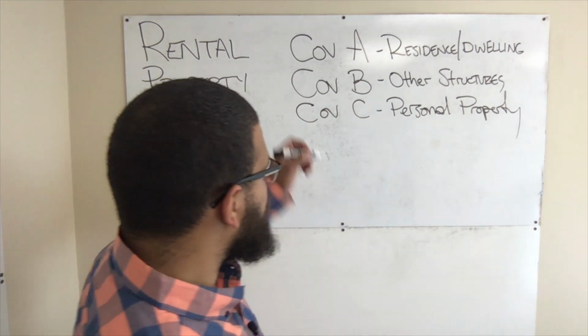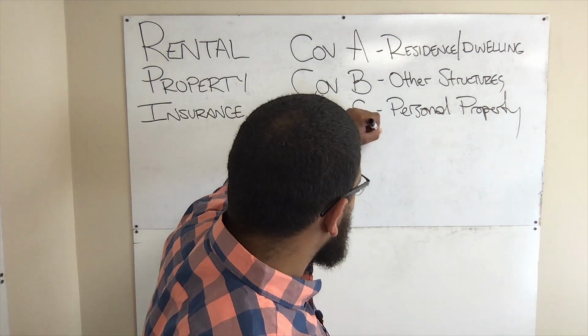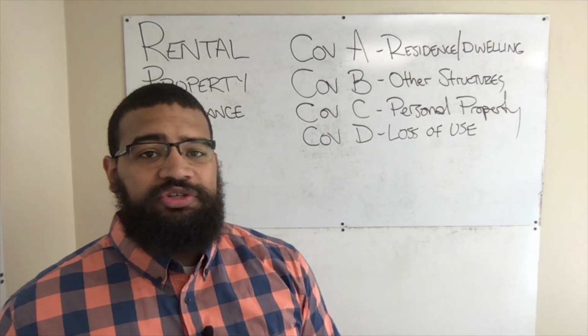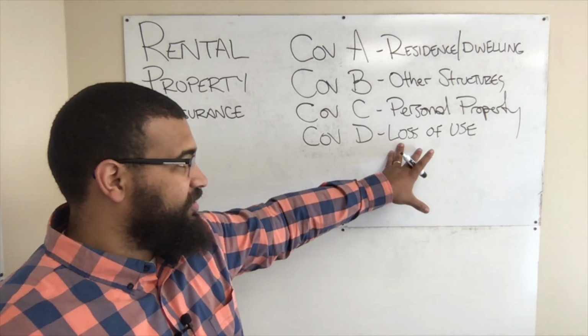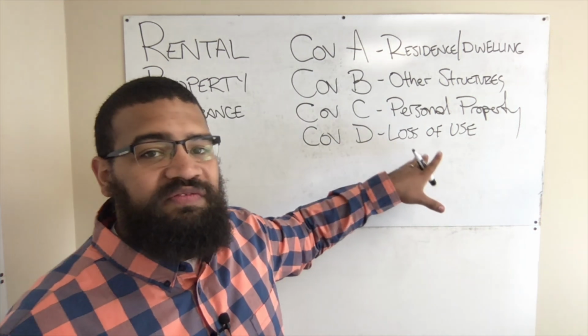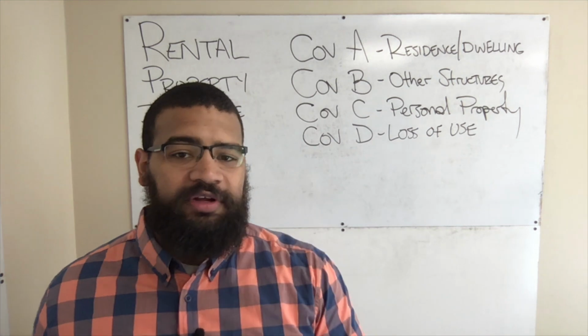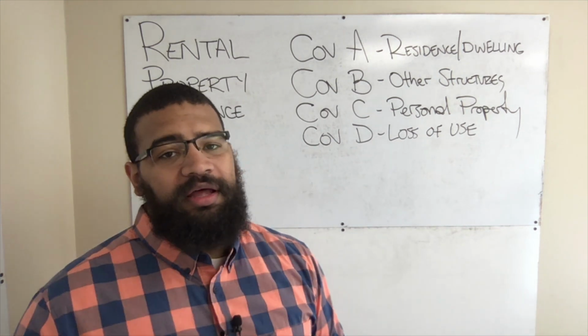Coverage D, this one is important, and that is loss of use. Now, coverage D, different insurance companies call this one a lot of different things. I think this is the one that varies the most. Coverage D is loss of use, loss of rents, loss of income, anything like that.